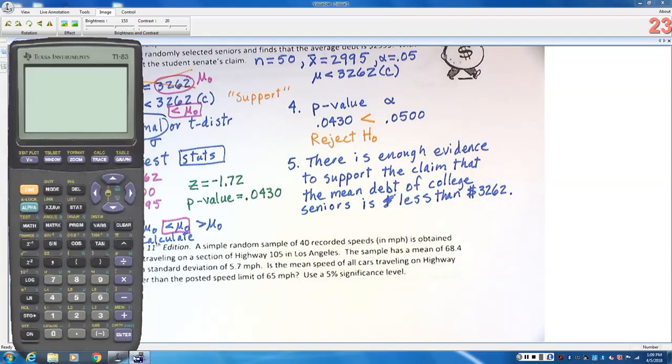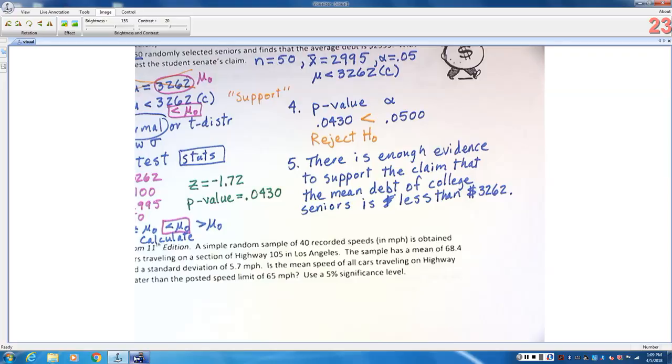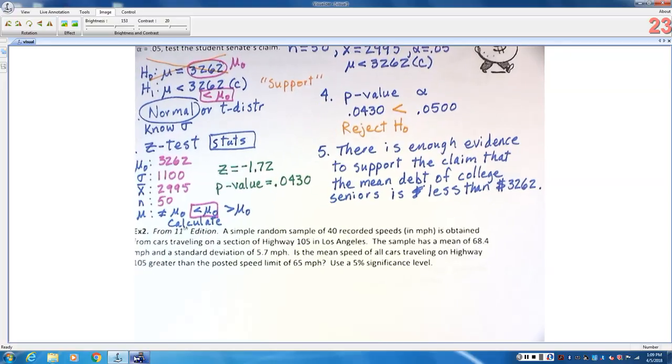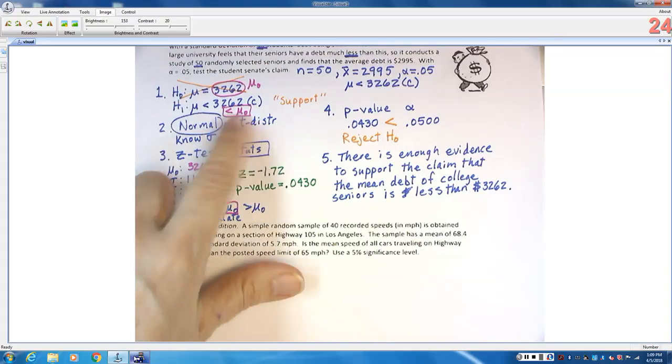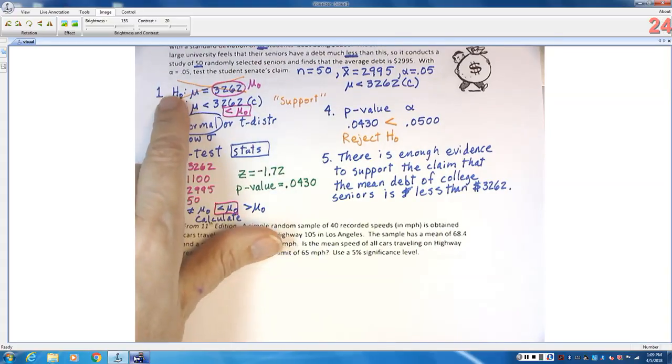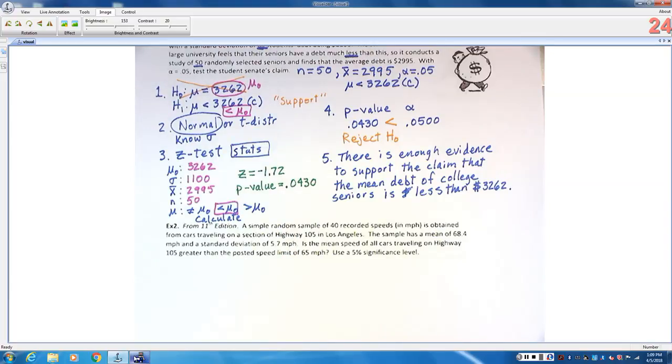Get the calculator out of the way so you can see it better. So those are the 5 steps. How do you know whether to use support or reject? Okay, so you use the word support when H1 is the claim. You use the word reject when H0 is the claim. That's exactly how you tell.